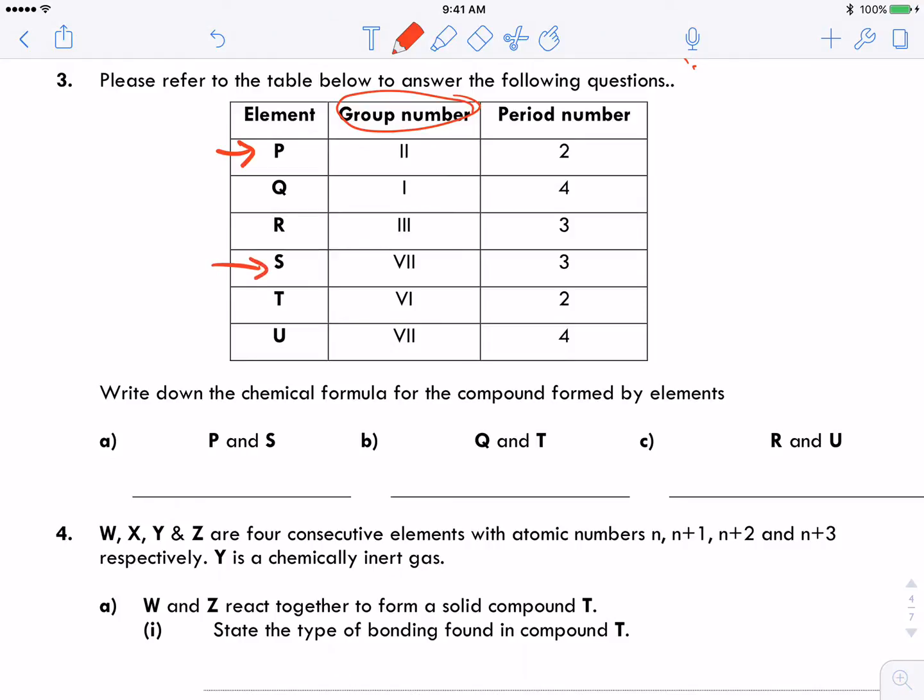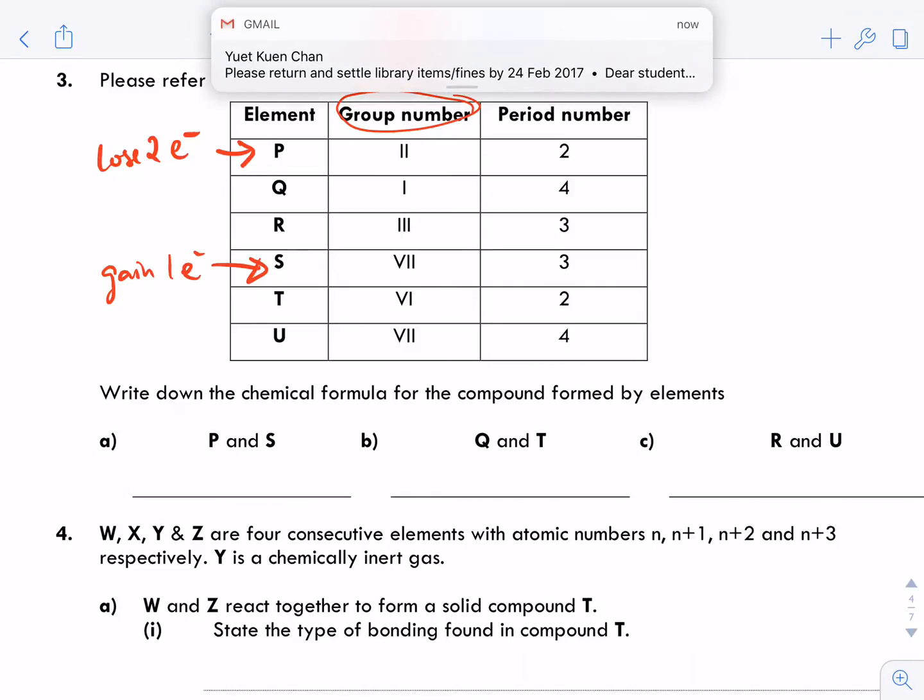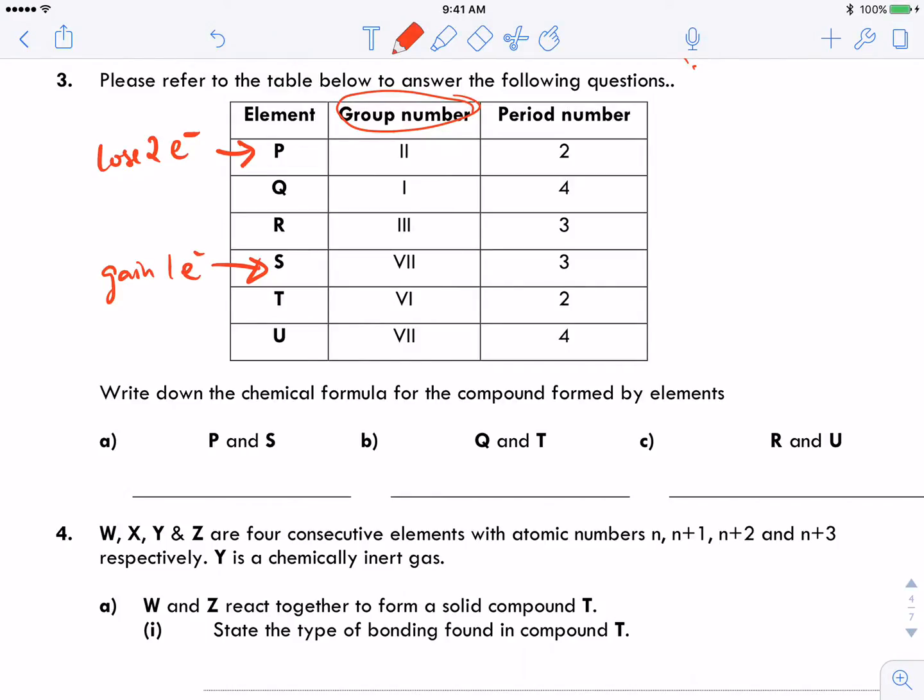P and S. P is in group 2, so it should lose 2 electrons, right? S is from group 7, it has 7 valence electrons, so what can you do to gain stable noble gas configuration? You should gain 1 electron. If that's the case, P will lose 2, whereas S will just gain 1. How do I make the number of electrons balance? This one I must times 2. So it means that for every P, I should have 2S.